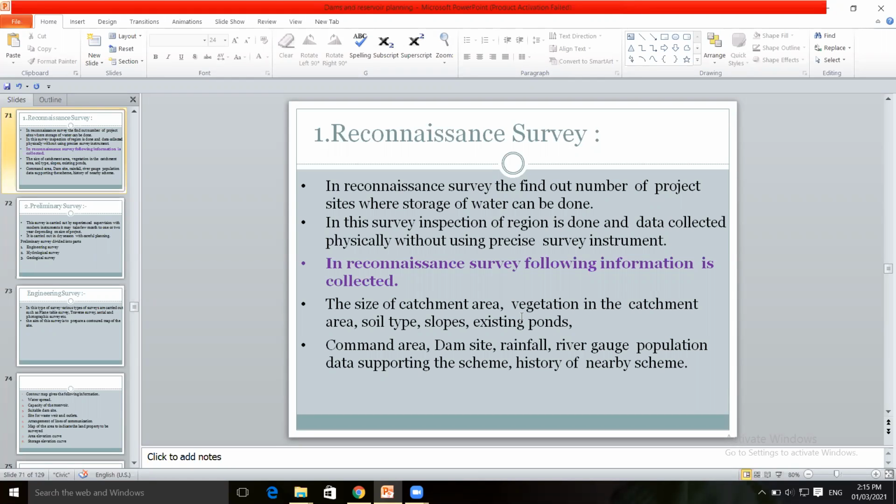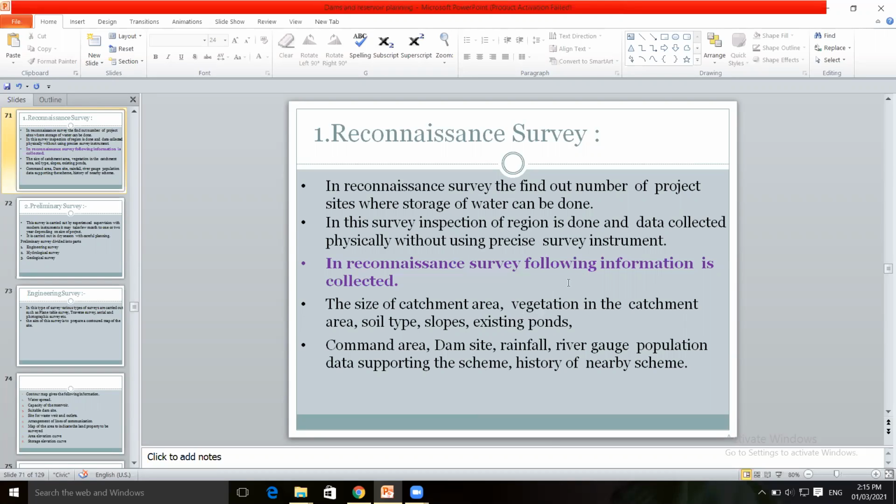Normal water level, minimum water level in the reservoir, and history of the nearby scheme, if there is a nearby scheme, any weir or barrage or any storage reservoir, if it is located, the history of that site is recorded. So all this information is collected in the reconnaissance survey.